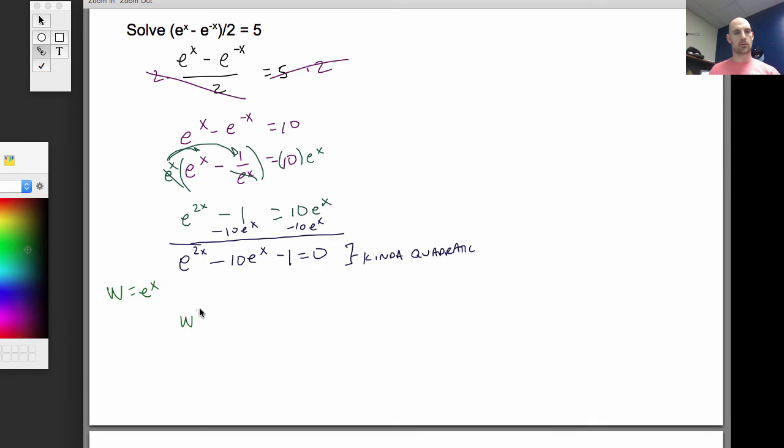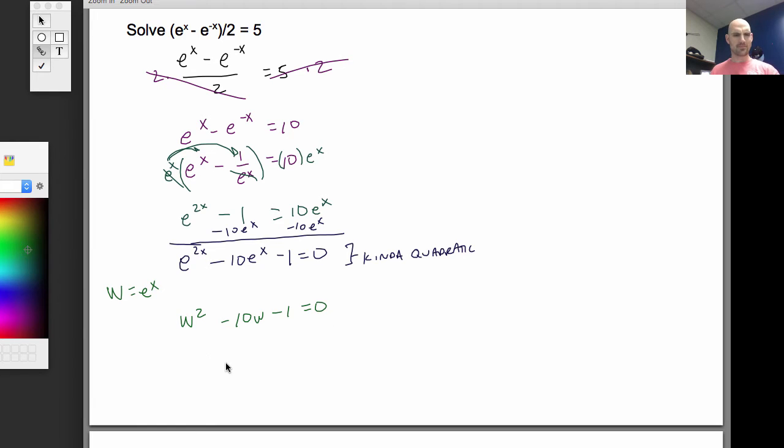This would really be w squared, because e to the x squared would be w squared, minus 10w minus 1 equals 0. Check that out. Now I actually do have a quadratic. And what I can do with a quadratic is solve it like normal: factoring, quadratic formula, graphing, something like that, and then set my answer equal to e to the x.